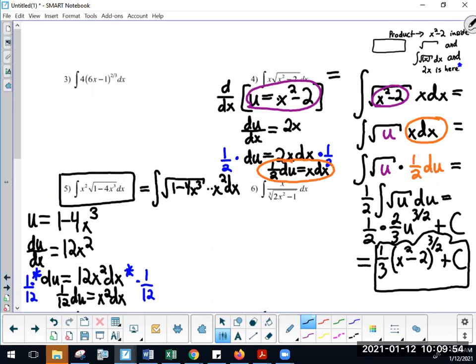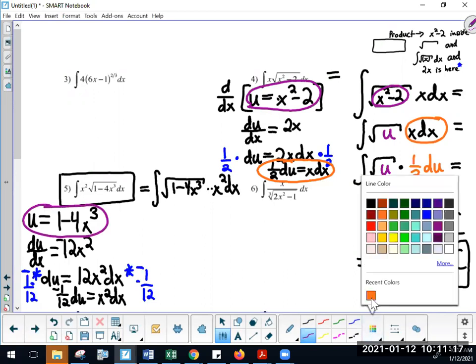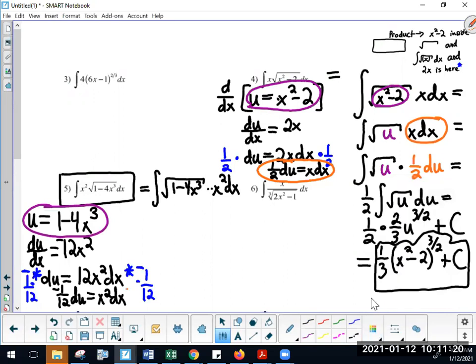This is a good point to pause. So we've established that it is in fact -12, and once again, I'm an idiot. But we have also established that the first substitution is anywhere there is a 1 minus 4x cubed, I can replace that with u. Anywhere there is an x squared dx, I can replace that with a -1/12 du.